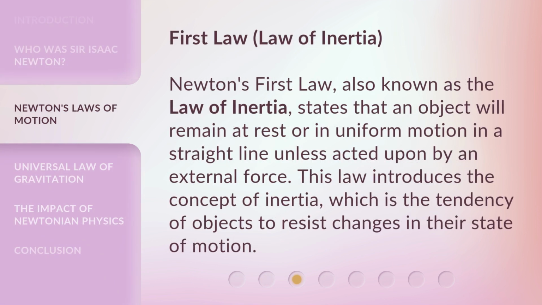First law, law of inertia. Newton's first law, also known as the law of inertia, states that an object will remain at rest or in uniform motion in a straight line unless acted upon by an external force. This law introduces the concept of inertia, which is the tendency of objects to resist changes in their state of motion.